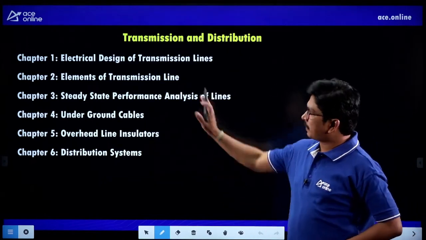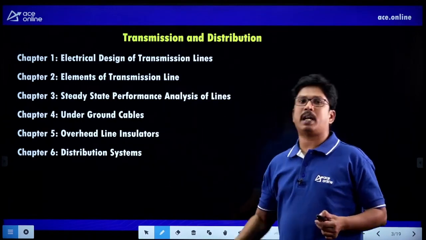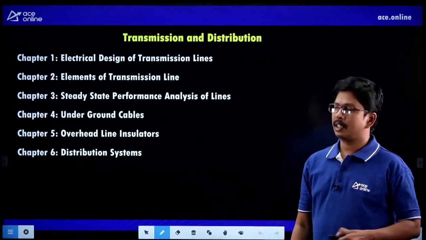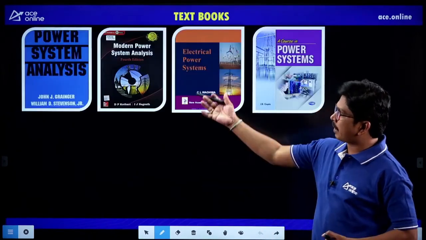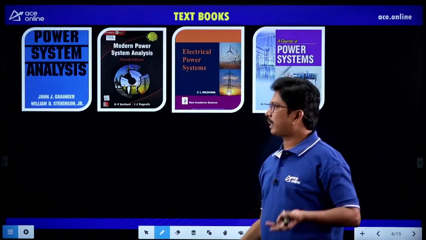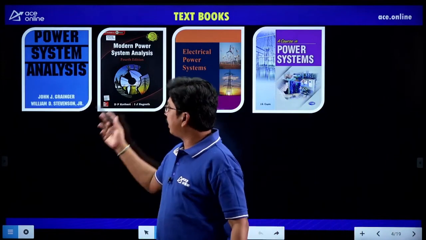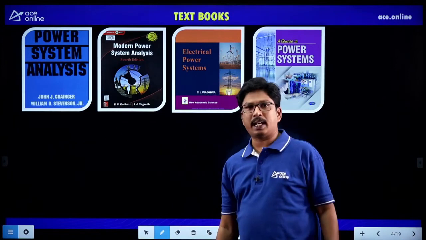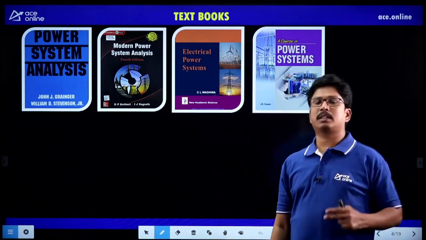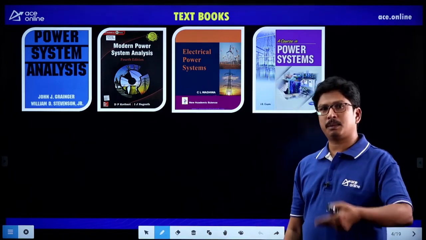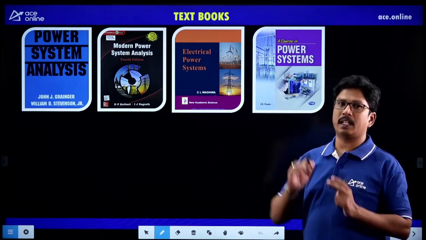Clear, right? So after knowing the syllabus, what are the textbooks we can prefer? See here, the textbooks we can prefer are some of high standard textbooks we can take. So it is Stevenson and Grainger and D.P. Kothari and I.J. Nagrath. So these are the textbooks that can be preferred, to learn the concepts very clearly and at a very high standard level.